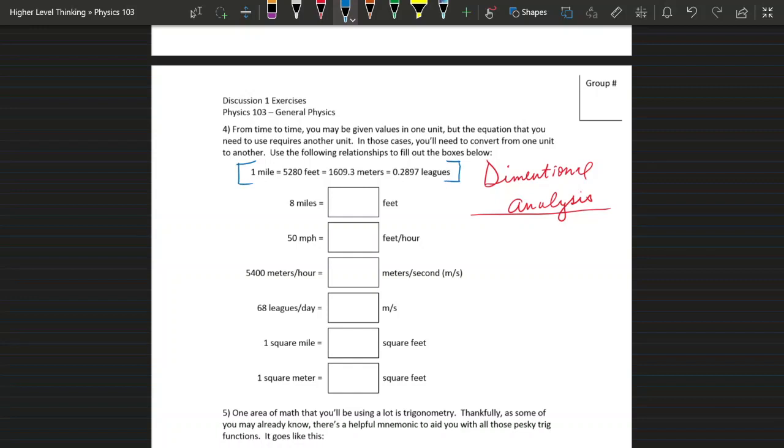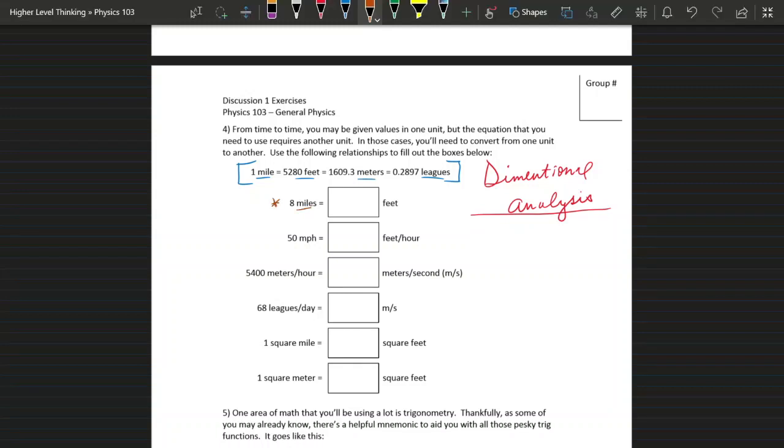And in this example, we're going to be working back and forth between miles, feet, meters, and leagues, which is a variable I've not heard of. Dimensional analysis has a really common setup where you want to cancel out units by writing them either in the numerator or denominator of a fraction. So let's put that to paper with this example here.